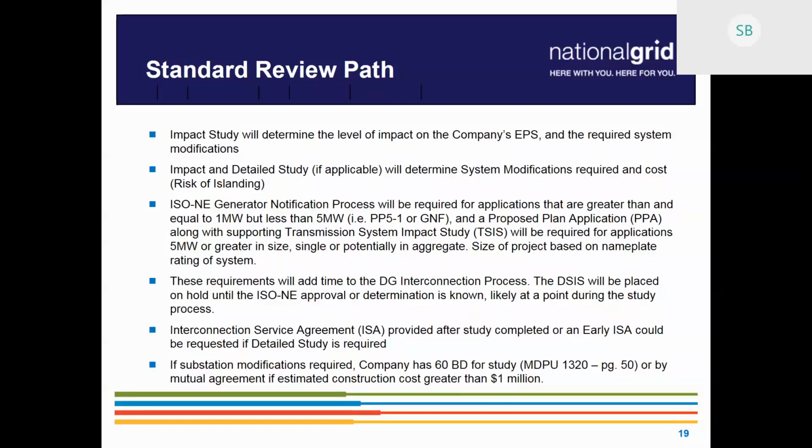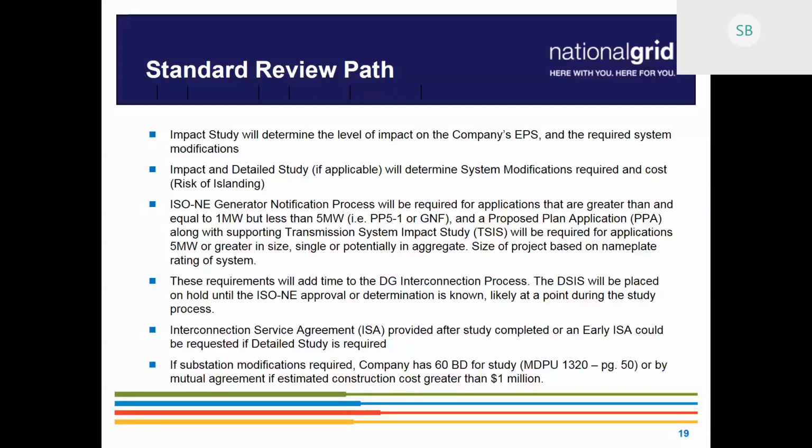This obviously adds time to the interconnection process. We'll have additional studies that may need to be completed. And for the projects that are larger, the distribution impact study will be placed on hold until ISO New England approval or determination is known. This will likely be during the study process that it will be placed on hold. The interconnection service agreement will be provided after the study is completed, or an early ISA if a detailed study is required.